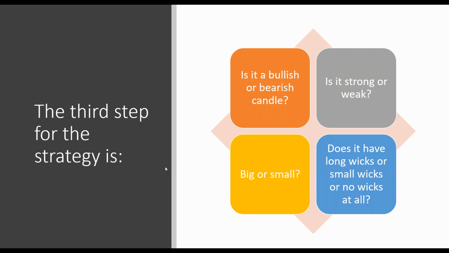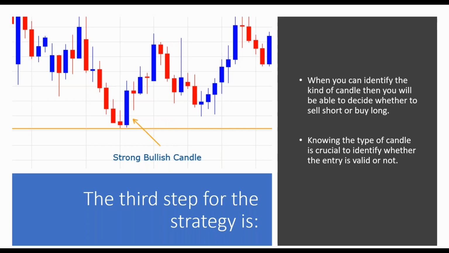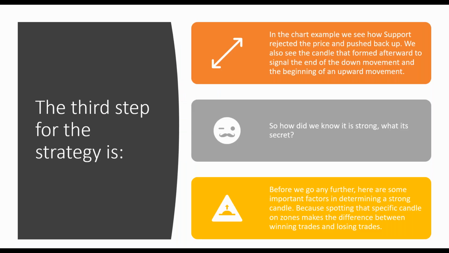So is it a bullish or a bearish candle? Is it strong or weak? Is it big or small? Does it have long wicks or small wicks or no wicks at all? When we can identify the kind of candle, then you will be able to decide whether to sell short or buy long. Knowing the type of candle is crucial to identify if the entry is valid or not.